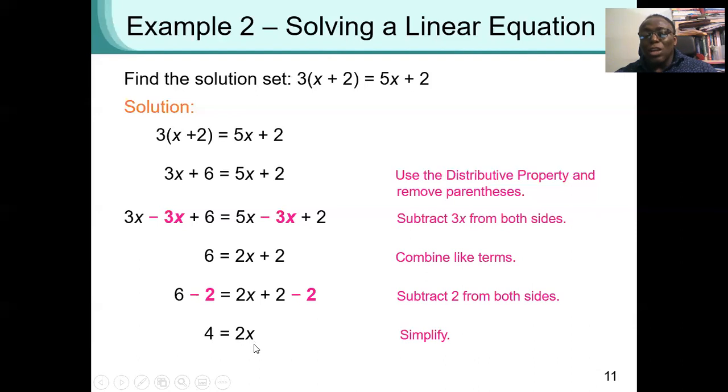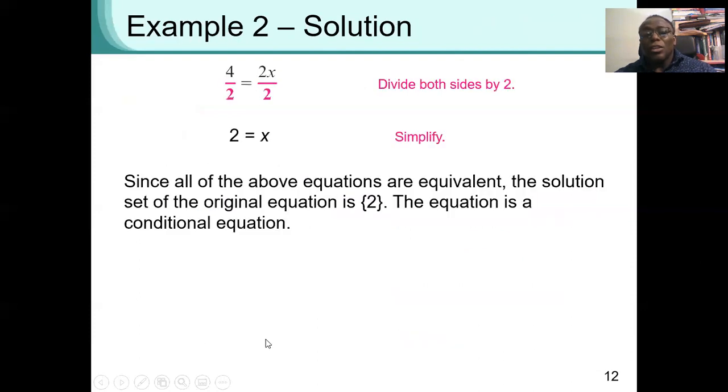Now I'm going to use another equality rule for division. I'm looking for x, but x is multiplied by 2. So I'm going to divide both sides by 2. And that's what we have here, quotient equality. So at the end, we saw that x equal to 2.